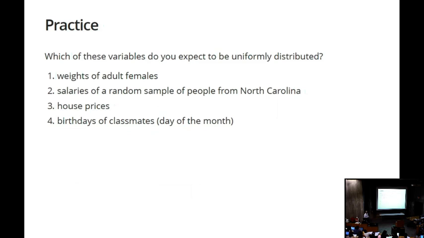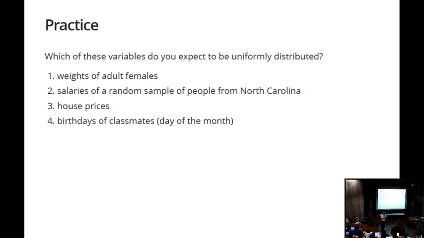Okay. Which of these variables do you expect to be uniformly distributed? So you have four variables there. Which of these do you expect to be uniformly distributed? That means equally distributed, flat. So are the weights of adult females uniformly distributed? That would say there are the same number of adult women on Earth who weigh 10 pounds as who weigh 300 pounds, as weigh 200 pounds, as weigh 150 pounds, they're all the same. You have an equal probability of being 10 pounds as 130, as 180, as 300, as 4,000. You're like, no, that doesn't make any sense. And in fact, that's not remotely true.